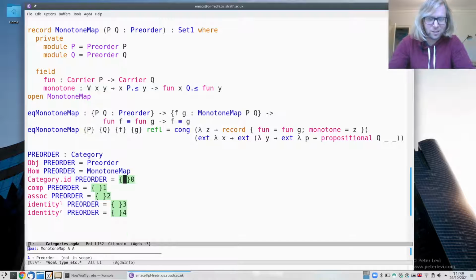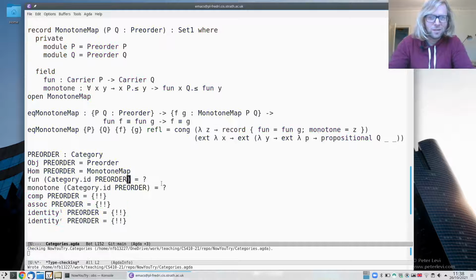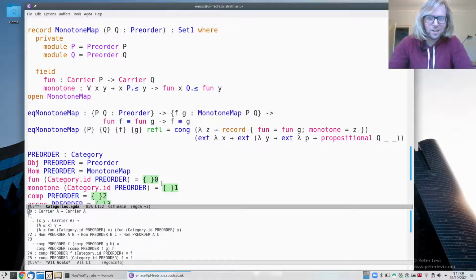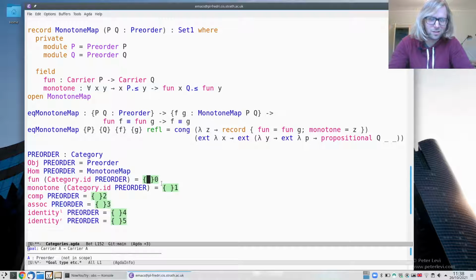Again, we can use co-pattern matching to give a monotone map, because a monotone map is given by a function between the carriers. So that's the underlying sets. And the proof that this map is monotone, so that if x is less than y, then the result of the function applied to x is less than the result of the function applied to y. So first we have to give the underlying function for the identity. Well, that should be a function from a to a.